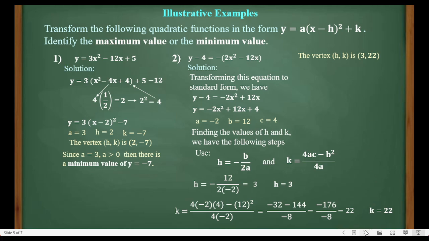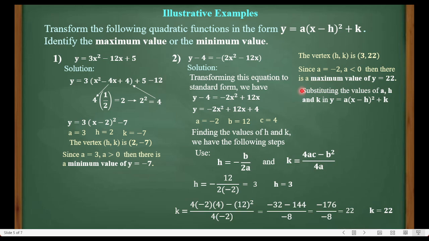and K respectively. Now, since the value of A is negative 2, or that is less than 0, then this given function has a maximum value of Y, which is 22. Yeah. 22 is a value taken from what? K. And K is part of this so-called vertex form. Okay? So if there is no question, we now continue. We proceed to the slide presentation.